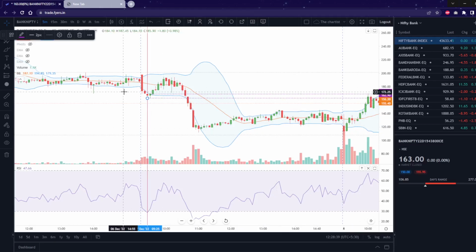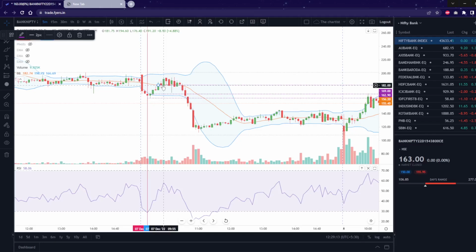Now once you take an entry, for the target there are two ways. The first way is that as soon as the price reaches the median level, you can book your complete profit, which most of the time will give you at least a risk to reward ratio of 1:2. If you don't think that this is a good point to book your profit, you can also book your profit when the option premium touches the upper Bollinger band. Mind you, it's always better to keep booking profit as an option buyer, because theta is not working in our favor.